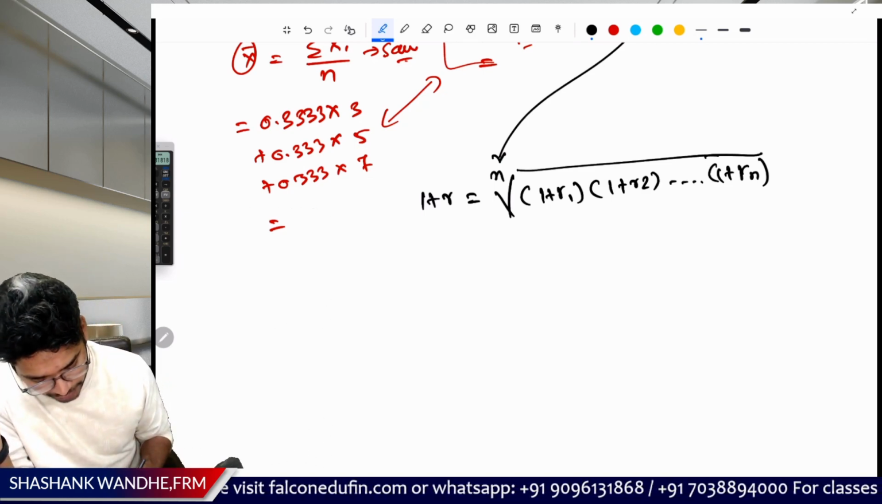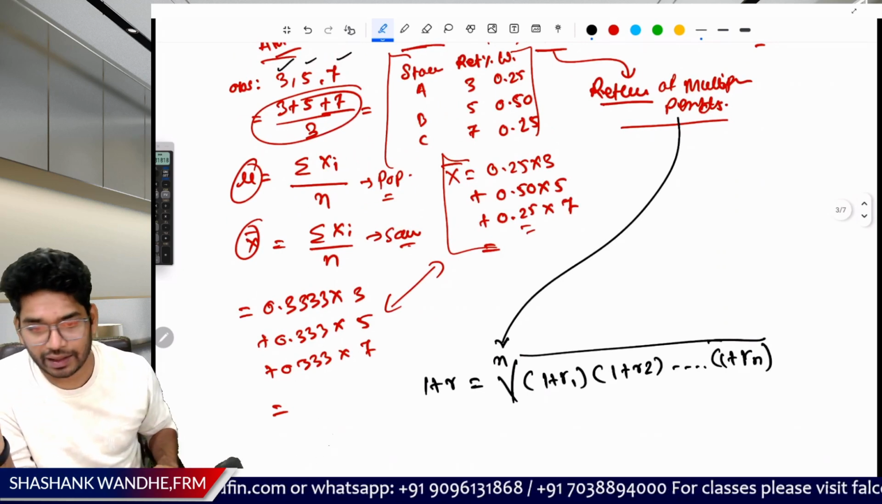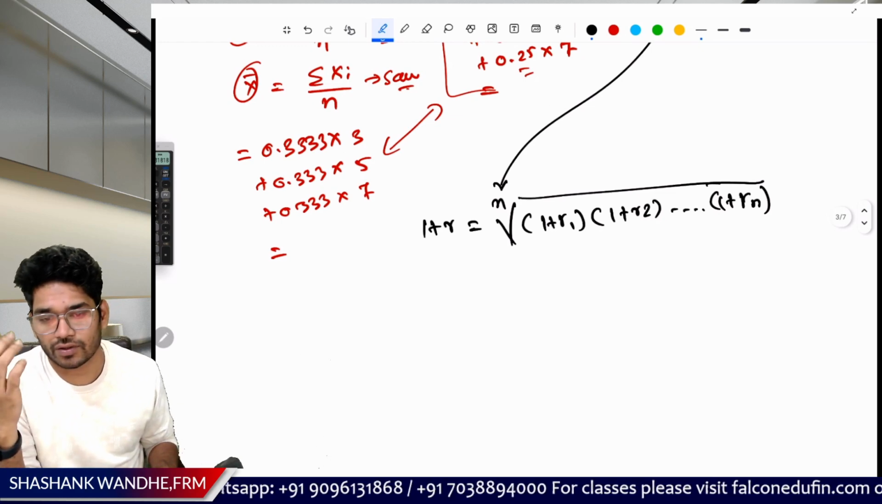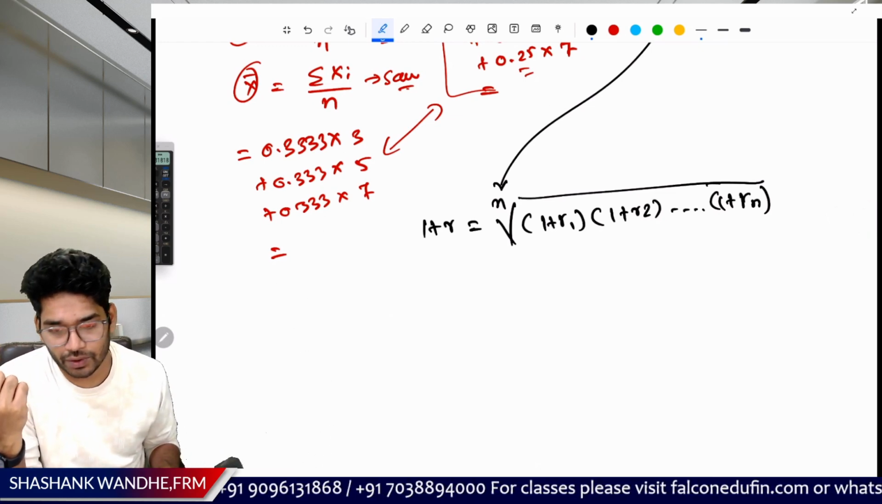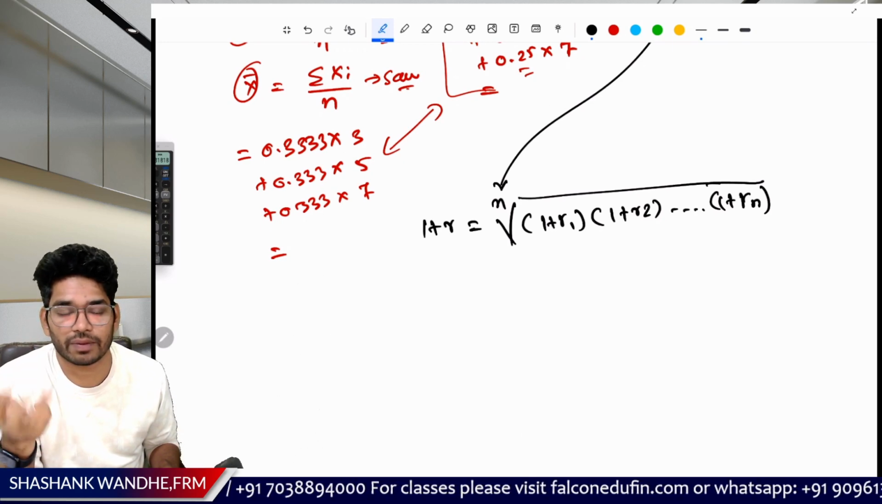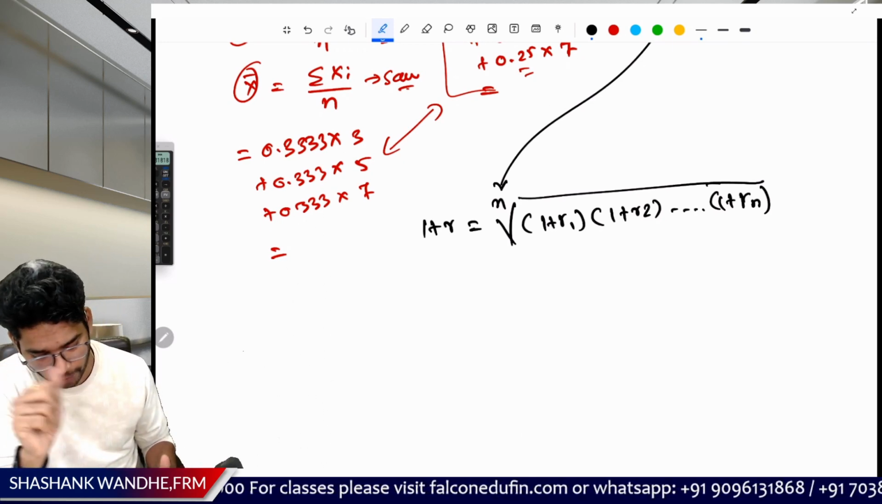Now again, we will take the same example and use the same values: 3%, 5%, and 7%. So you have these 3 years. In the first year, the stock produced a 3% return, in the second year 5%, and in the third year 7%. So what is the average annual return produced by the stock?